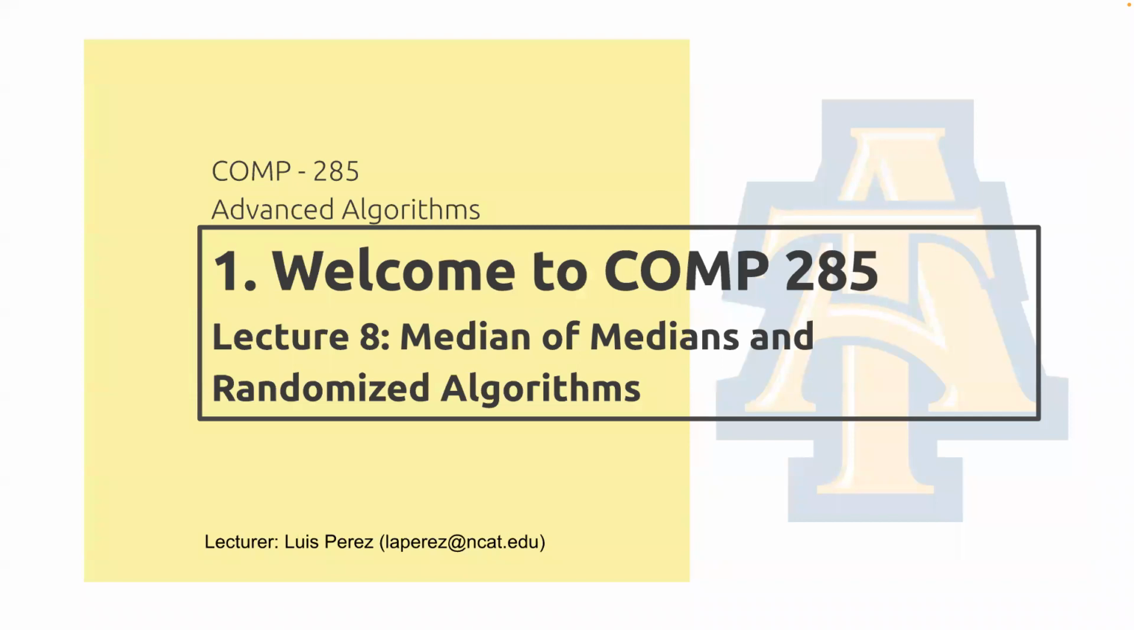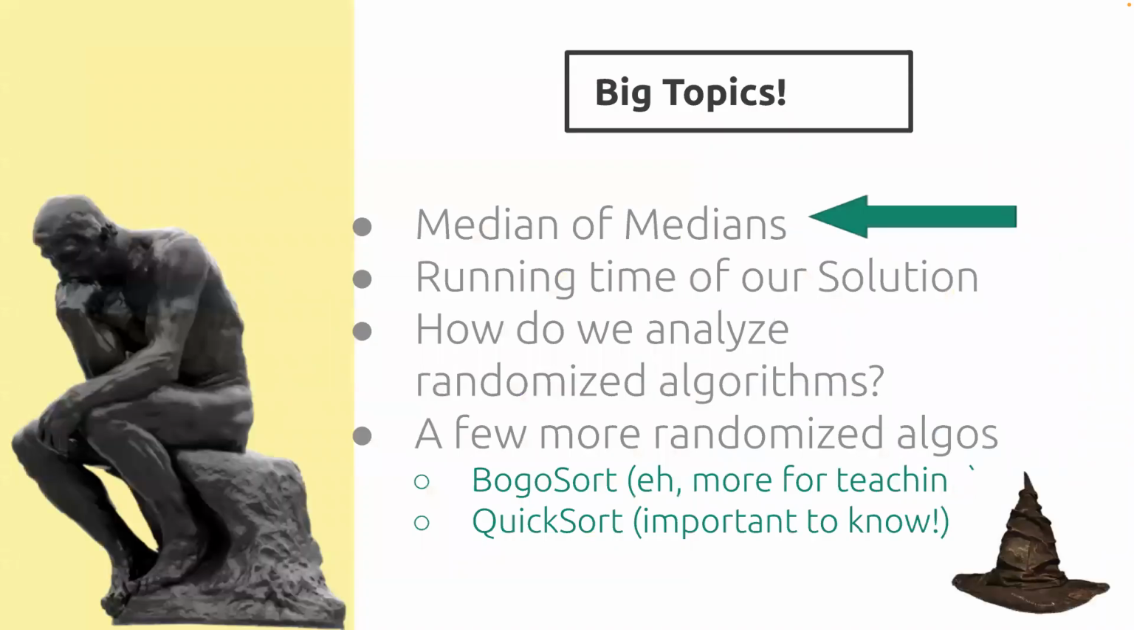We are going to continue what we were discussing last time. We're going to introduce this median of medians divide and conquer algorithm. We're going to analyze the running time. And then we're going to introduce a new section of algorithms called randomized algorithms, and we're going to cover mainly one called BOGO sort today. Next lecture on Wednesday, we're going to start covering quicksort.